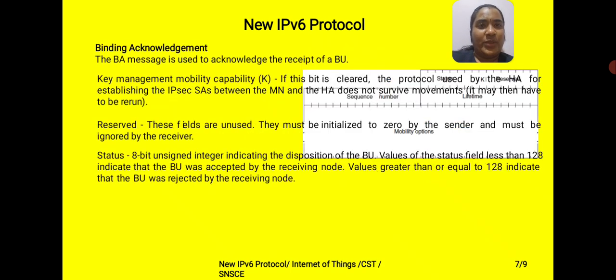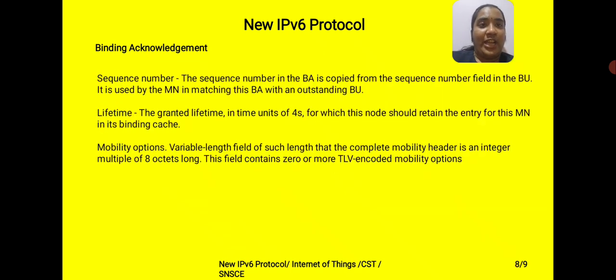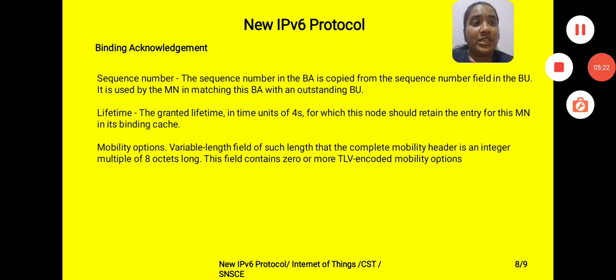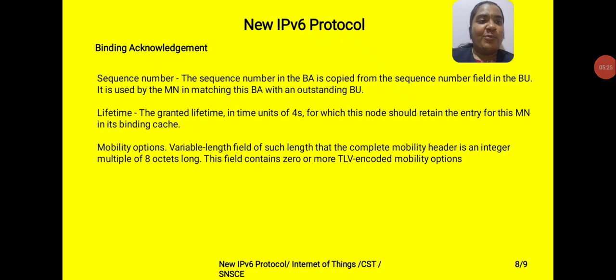Binding acknowledgement consists of key management mobility capability, reserved unused field, and status, an 8-bit unsigned integer indicating the disposition values. Binding acknowledgement also consists of sequence number, lifetime and mobility options. Sequence number is copied from the sequence number field of the BU. Lifetime is the granted lifetime. A node should return the lifetime of the MN value. Mobility options consist of zero or more encoded mobility options.